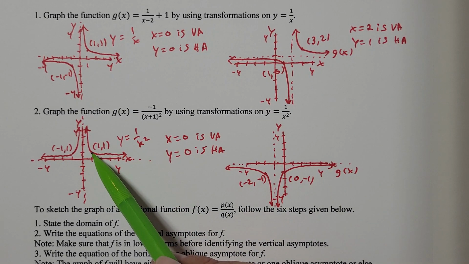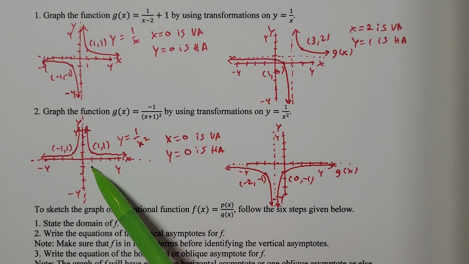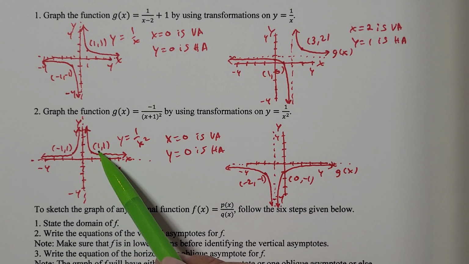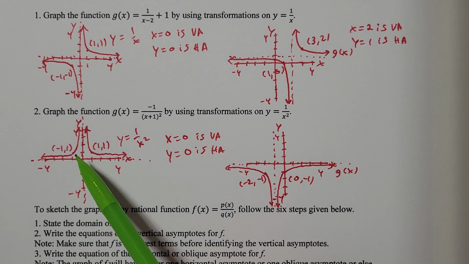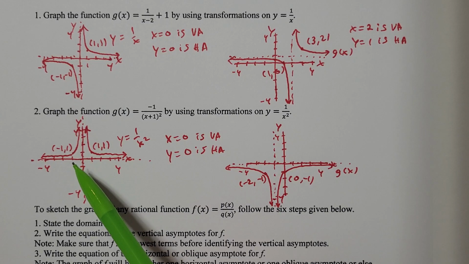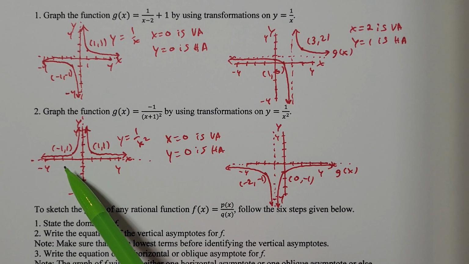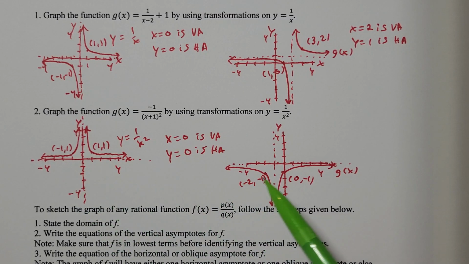Here's 1, 1 on the original graph. When I reflect that about x, that puts me at 1, negative 1. And then when I go to the left 1, that'll put me at 0, negative 1. Okay, so the point that was at 1, 1 is now going to be at 0, negative 1 on the new graph. Here's the point negative 1, 1. So when I flip that about the x-axis, that puts me at negative 1, negative 1. And when I go to the left 1 unit, that brings me to the point negative 2, negative 1 on the new graph. Okay, so all these points are going to move, including the boundaries.